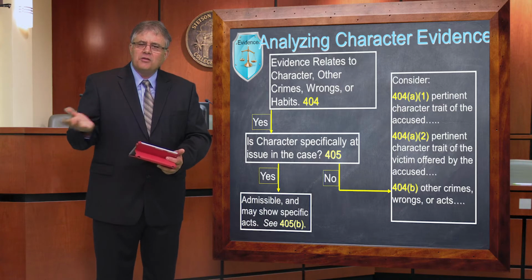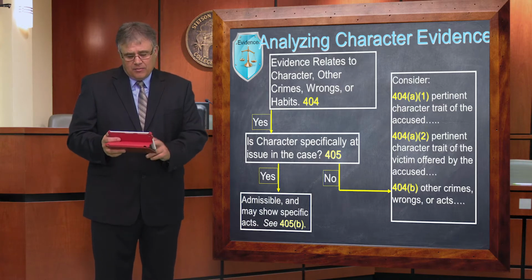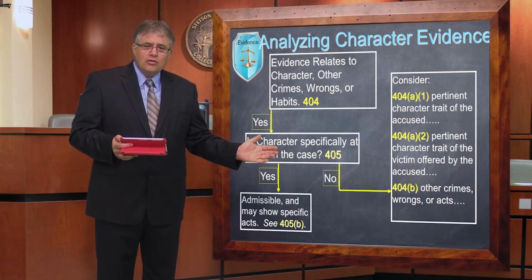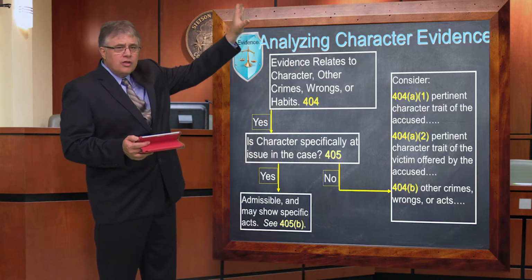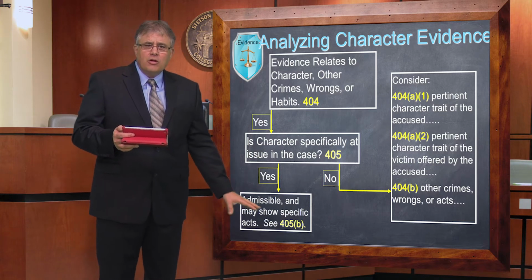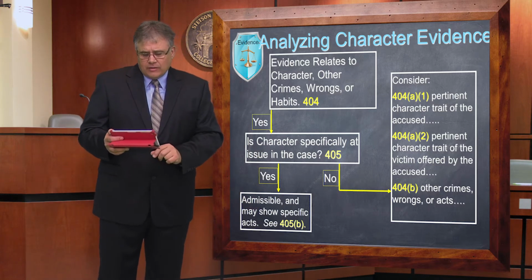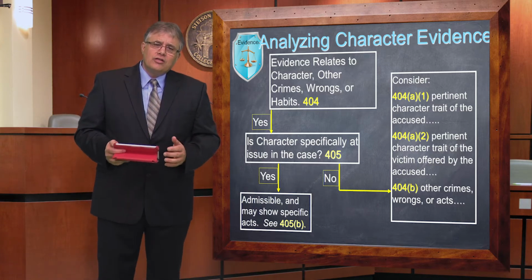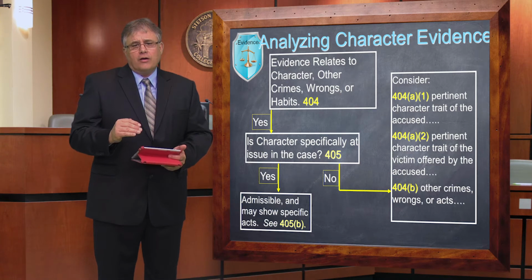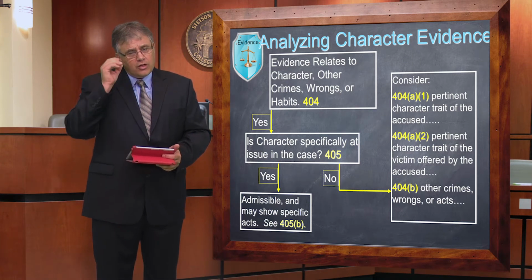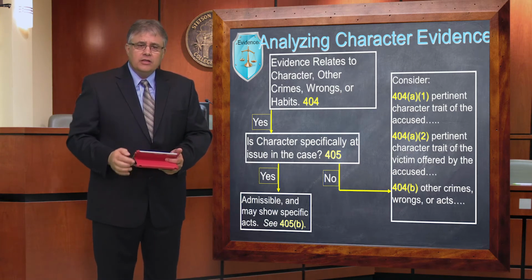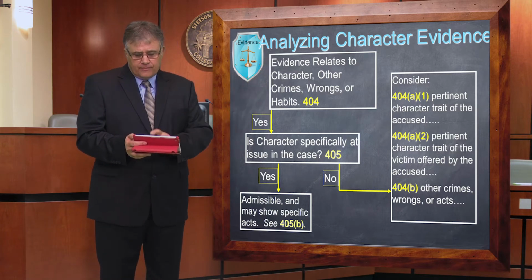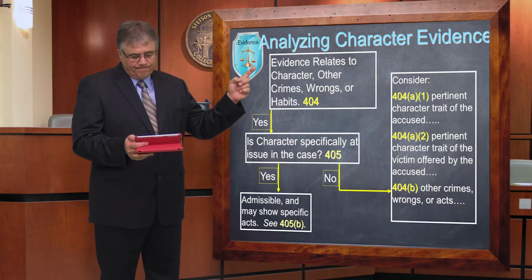I'm going to admit it. I'm going to allow it to be admitted any way that I need it to be admitted. And that's our third box right here. Admissible, and I can show it through specific acts. Now you'll notice that it flows from the top to the bottom in our flow chart as we're dealing with character evidence. And that's the way character evidence works in a civil trial where character is at issue, or in a criminal trial where character is at issue in the case, although character is rarely specifically at issue in a criminal trial. Most of the time, instead of the answer being yes, the answer is no.